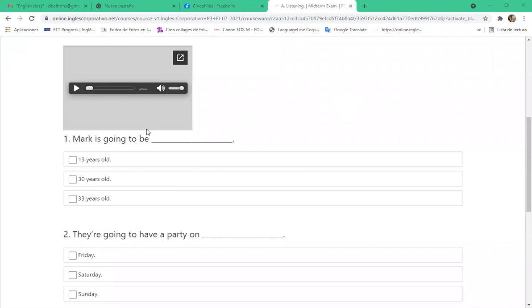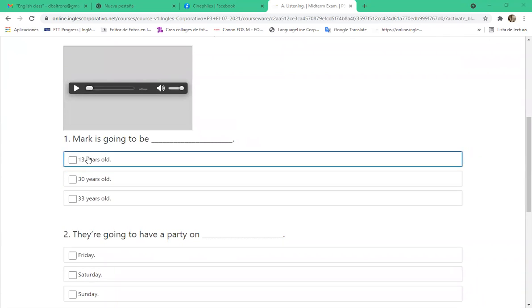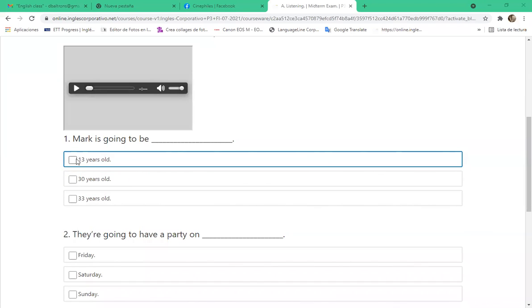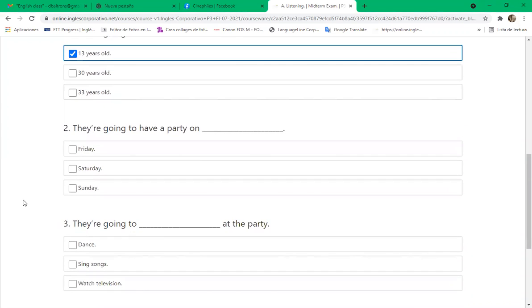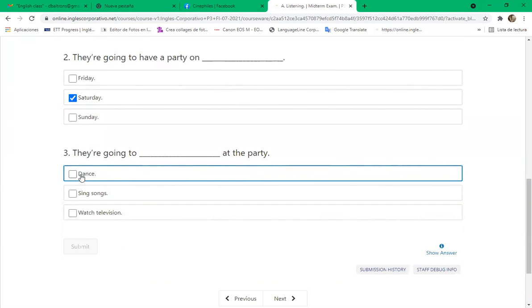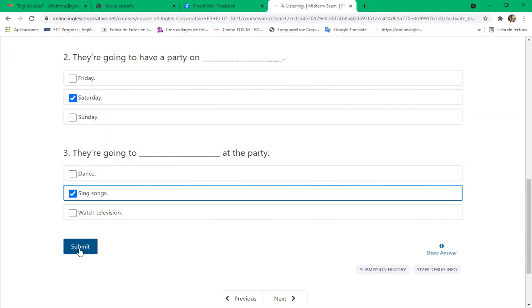Okay, so number one, Mark is going to... I'm sorry, he's going to be 13 years old. 13, correct? Correct. Thank you. Number two, they're going to have a party on Saturday. Saturday. Number three, they're going to sing songs. Very good.